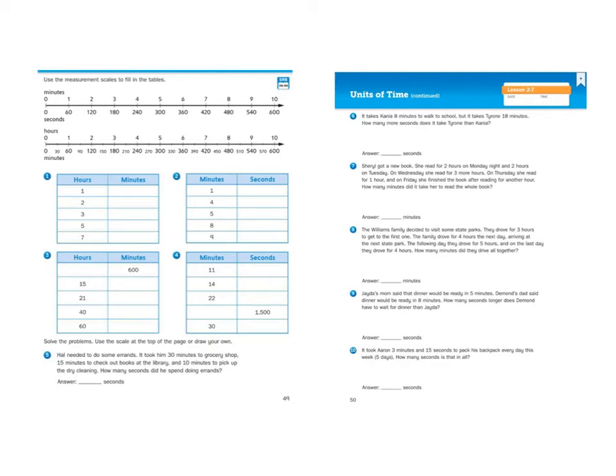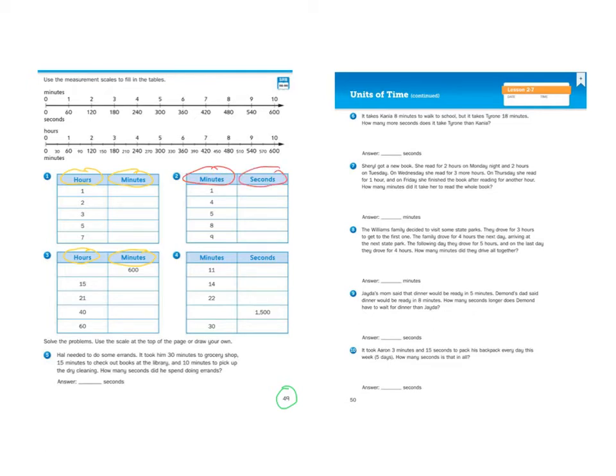You're going to continue to work on this with your math journal. On page 49, you're going to be using the measurement scale, which is at the top of your page, and you're going to convert your hours to minutes and minutes to seconds. Make sure you are looking carefully at your headings. Both 1 and 3 are changing from hours to minutes. On 2 and 4, you are changing from minutes to seconds.